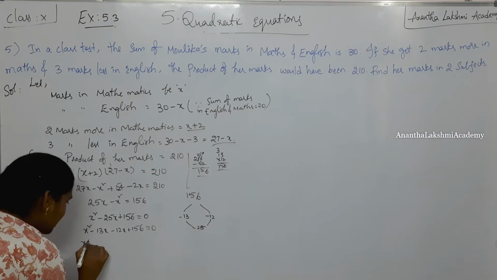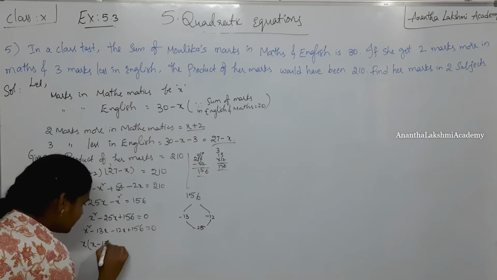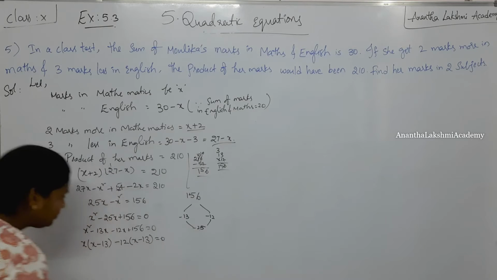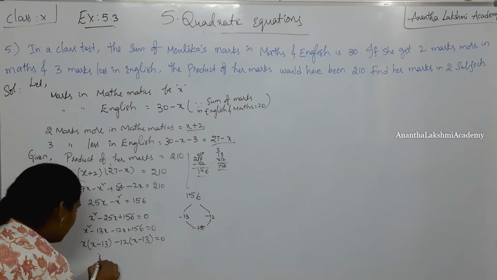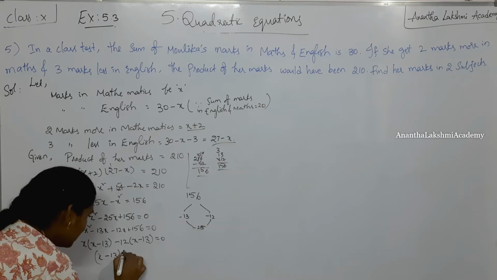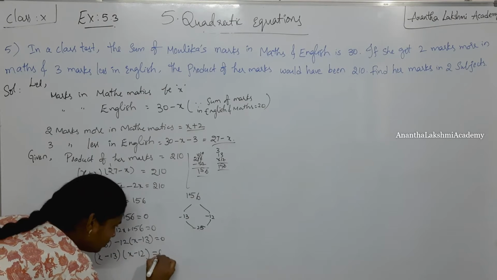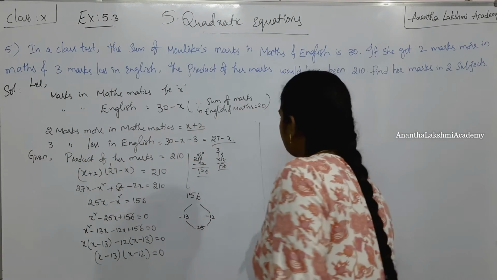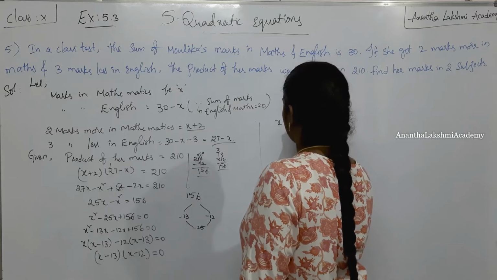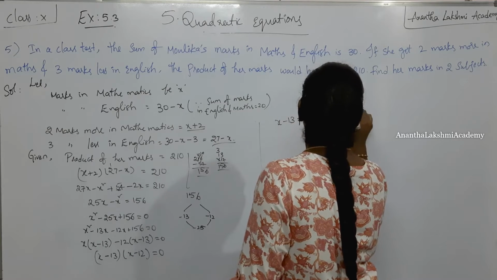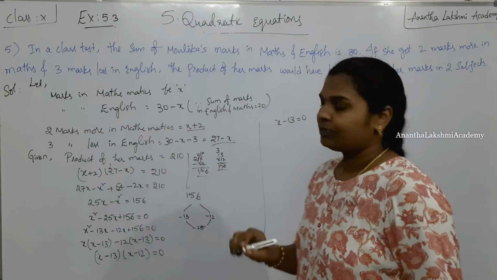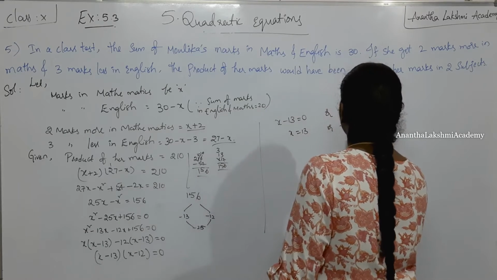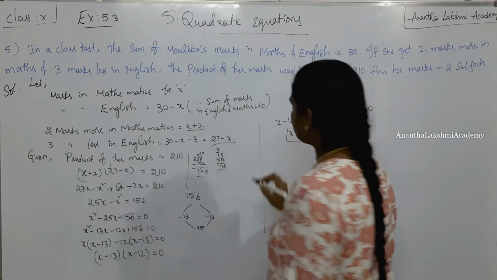This becomes, if you take x common, x into x minus 13, minus 12 common, x minus 13 is equal to 0. Alright, x minus 13 into x minus 12 is equal to 0. Now, how do we solve this? We can solve this by equating them to 0. So, x minus 13 is equal to 0 or x minus 12 is equal to 0. So, x is equal to 13 or x is equal to 12. Two positive values we got.